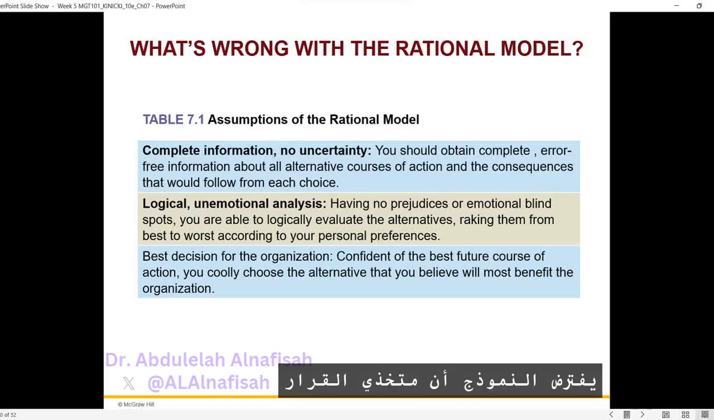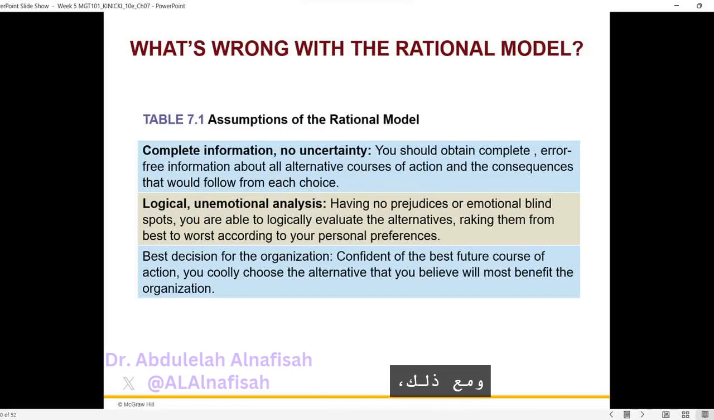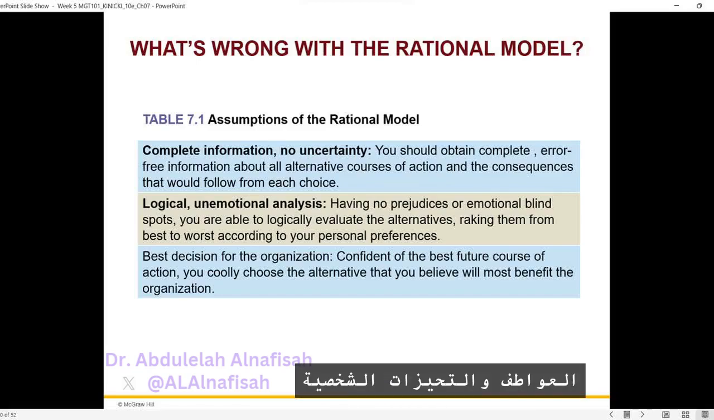3. Emotional and psychological factors. The rational model assumes that decision-makers are objective and unemotional, basing decisions solely on rational analysis. However, emotions, personal biases, and subjective preferences can significantly influence decision-making. People's decisions are often influenced by their values, past experiences, and personal motivations, which may deviate from purely rational considerations.